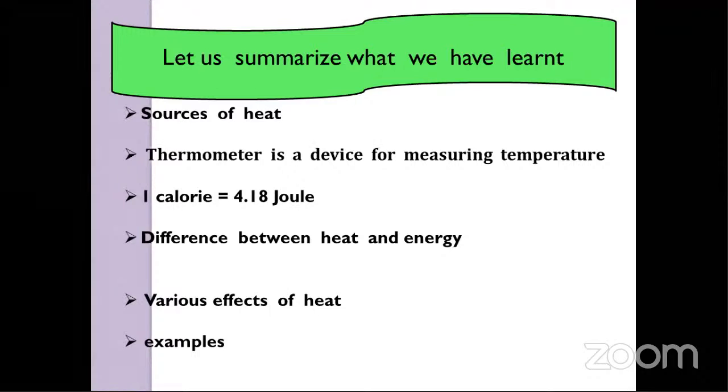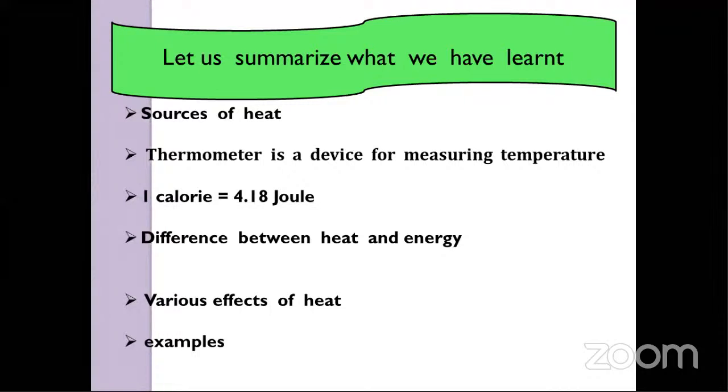Also, we learned the differences between heat and energy. There are many points, such as the definition, the measuring device, SI units of heat and temperature, energy, flow of heat and temperature, and the representation, denoted by T and denoted by Q, the letters. All these are the differences between heat and temperature.